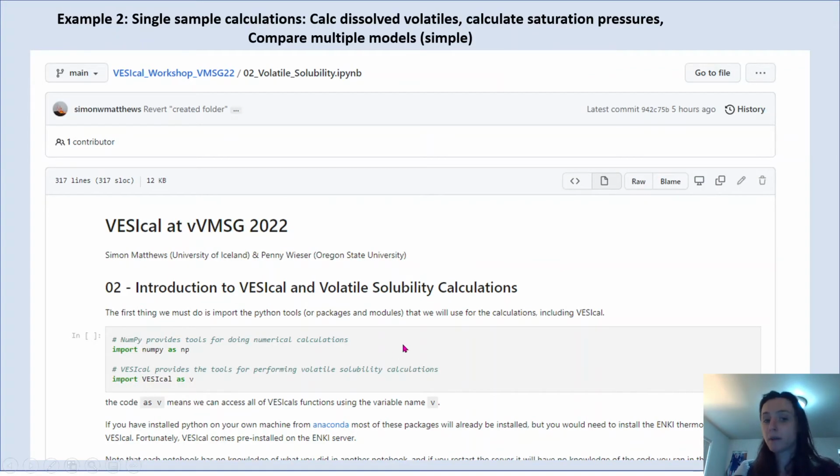So now this is when we're going to pass on to the first demo of how VESIcal is actually working using single sample calculations.